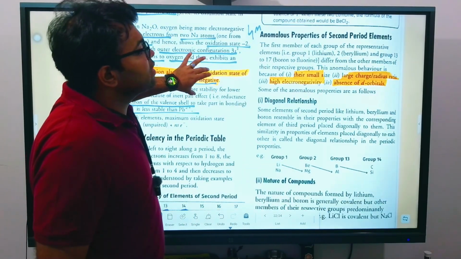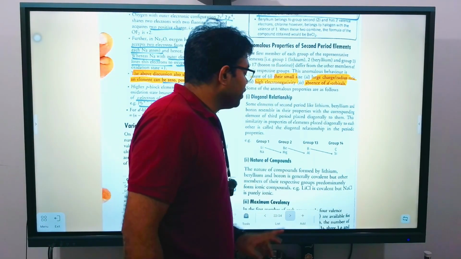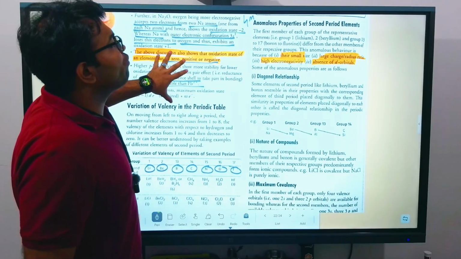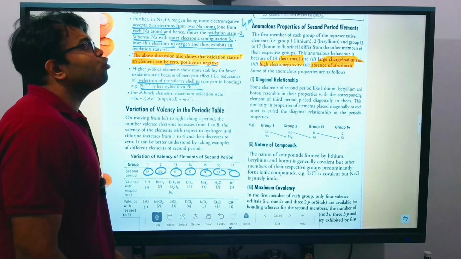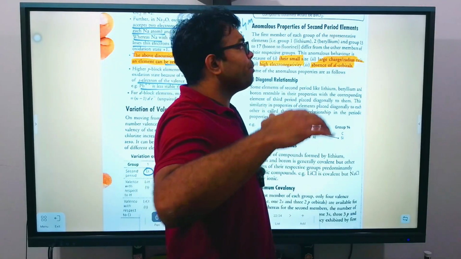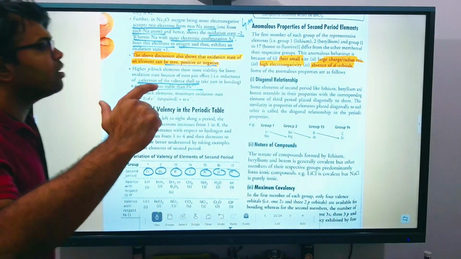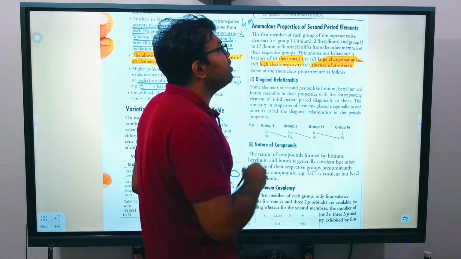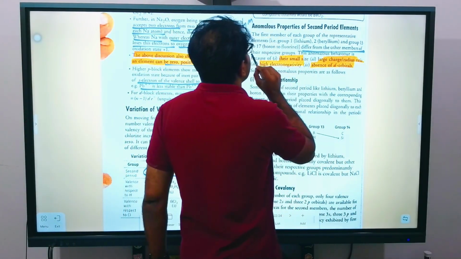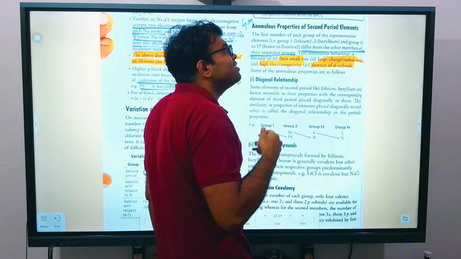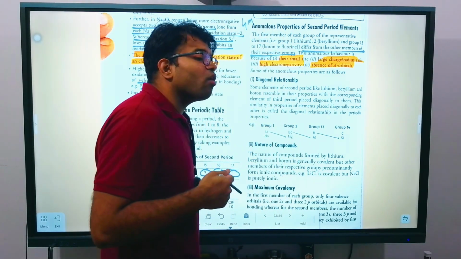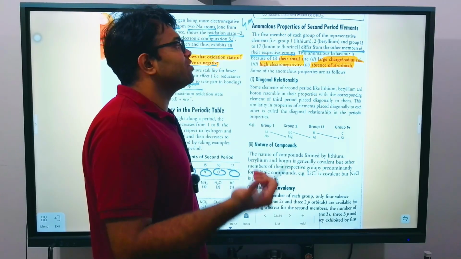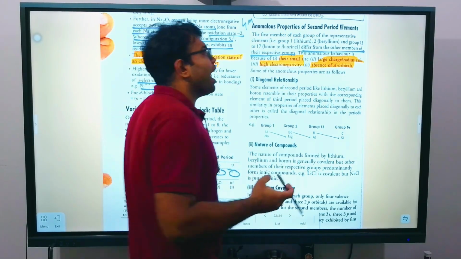Okay, so it is a very important topic that you need to understand very clearly. Okay, let's move on. The first member of each group of the representative elements, for example lithium, beryllium, boron, carbon, nitrogen, oxygen, fluorine and neon, differ from the other group elements of the representative group. This anomalous behavior is because of their size, their large charge-to-radius ratio, high electronegativity, and the absence of the d orbital.